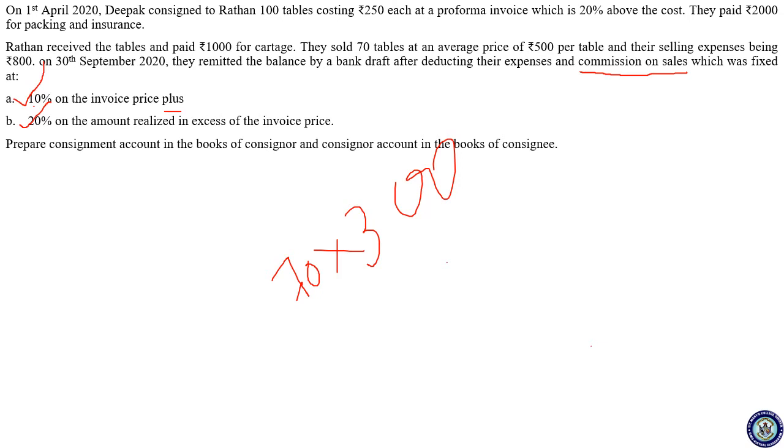See, my invoice price is 300. I sold it for 300. What is the extra amount you get? Amount realized in excess.